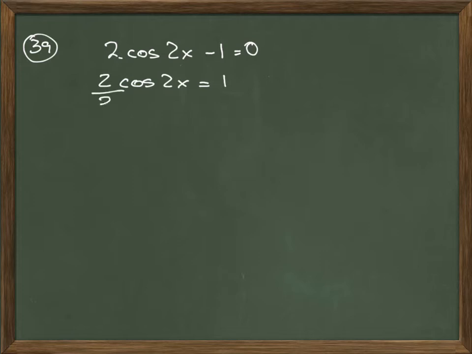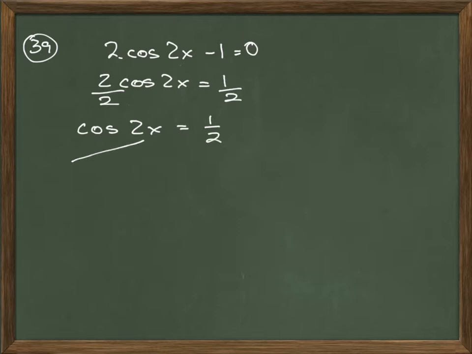39 in the book says 2 cosine 2x minus 1 equals 0. And this time you have no restriction on the domain, so this is just general angles. What is the first step? Add 1, so 2 cosine 2x equals 1. We've done this already 5 times this morning. So the cosine of 2x is positive 1/2 now.